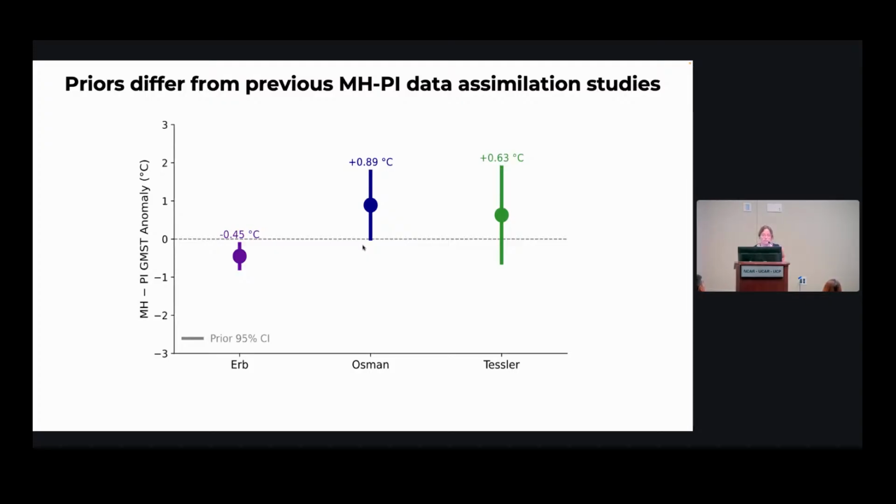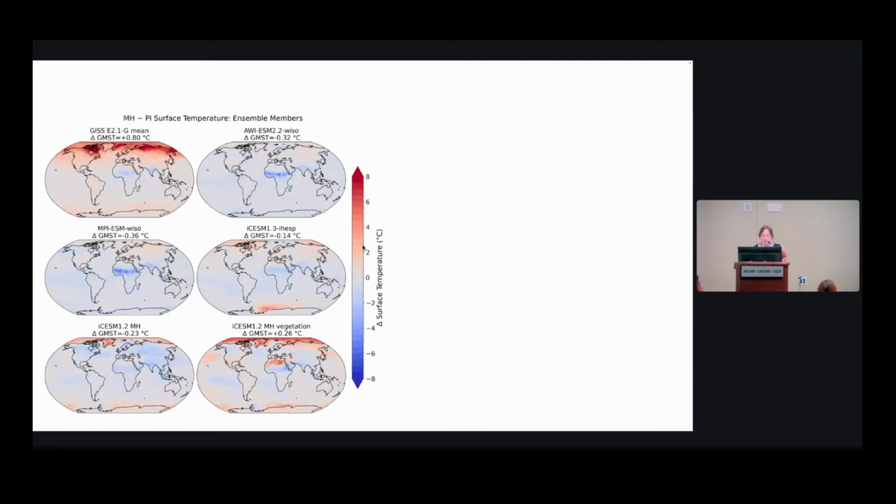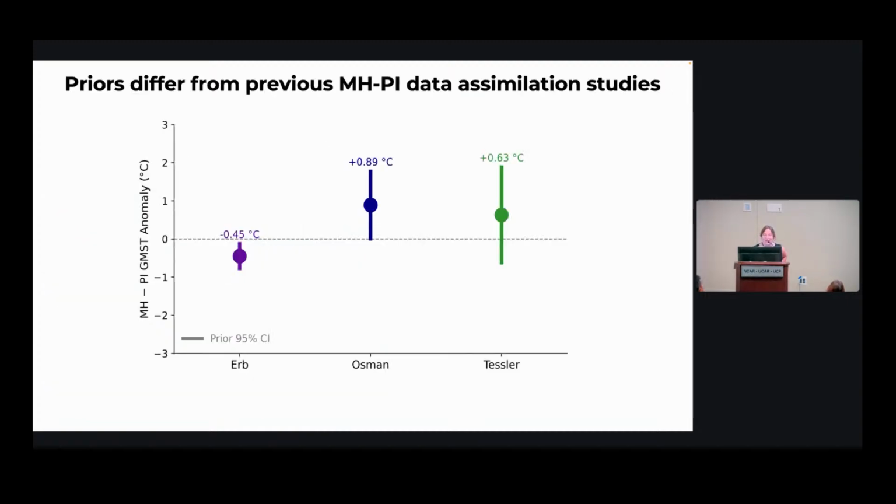And when we look at the priors used in these data assimilation studies, we can point out some of the reasons that there might be differences in their mid-Holocene to pre-industrial global mean surface temperature anomalies. These are just the priors, these are not the assimilations, and I'm showing a 95% confidence interval for each. So, sorry again, in the Herb study, we have a relatively narrow prior with a cooler mid-Holocene than pre-industrial.